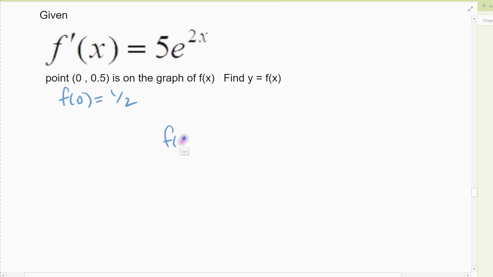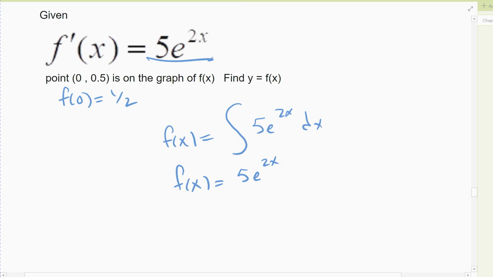1/2. Alright, so first step though is find all possible antiderivatives. So I integrate my 5e to the 2x with respect to x. So f of x is equal to 5e to the 2x. But don't forget, you're not done yet, because this is the derivative. When I took the derivative, I would have multiplied by 2. Well, to undo that derivative, I have to divide by 2. And then there's some constant at the end. That's why I have this piece of information to figure out that constant at the end.